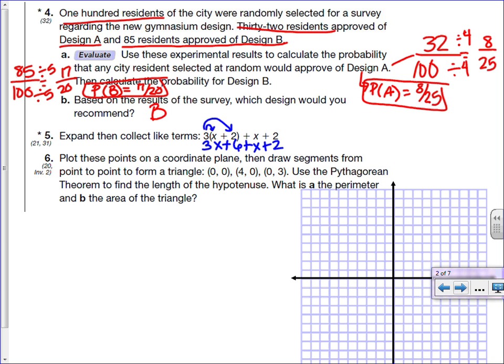Collect like terms means find things that are the same, have the same variable, and the same exponent on the variable. So both 3x and x have just an x with a number. So if I have 3 x's and 1 more x, I have 4 x's total. And then 6 and 2, both of those don't have a variable, so I can add those together. 6 plus 2 is 8. So that's our final answer to simplify that initial equation.